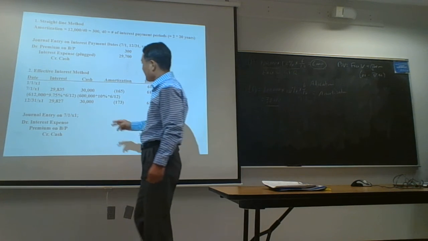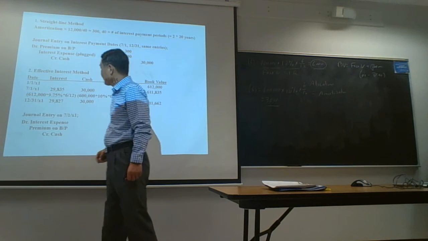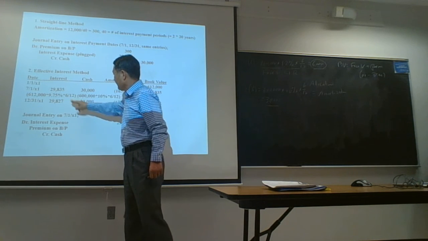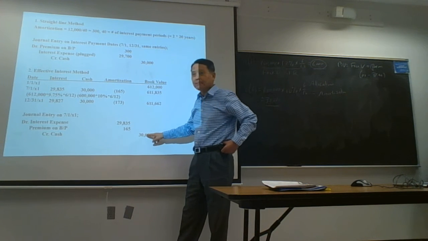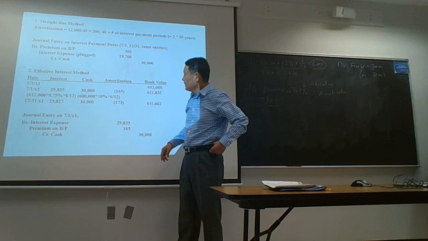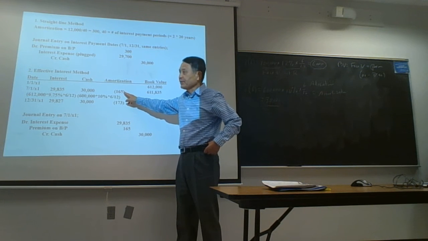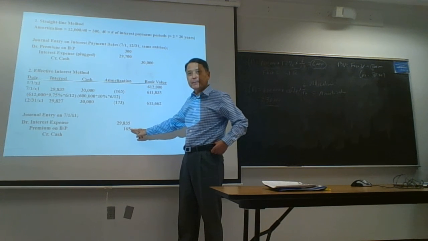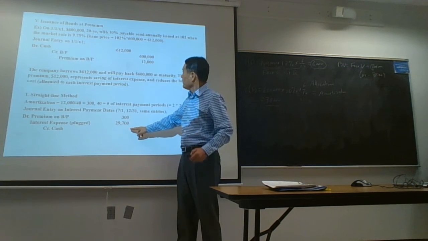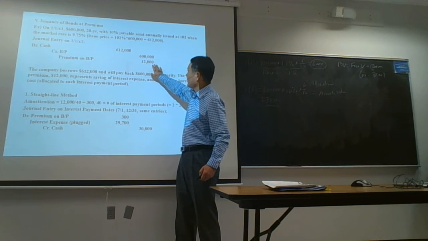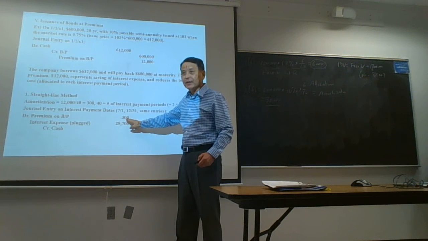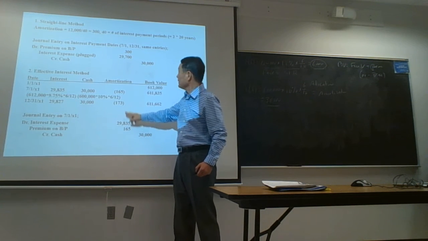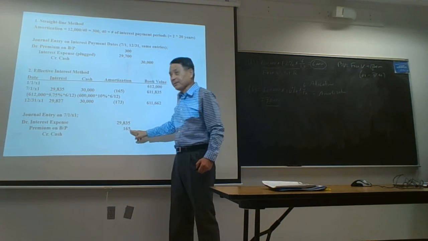And on the first payment date, July 1st, 28,835 interest expense on debit, 30,000 cash payment on credit, and amortization 165 on debit. So premium initially on credit like this, amortization on debit. Amortization on debit.